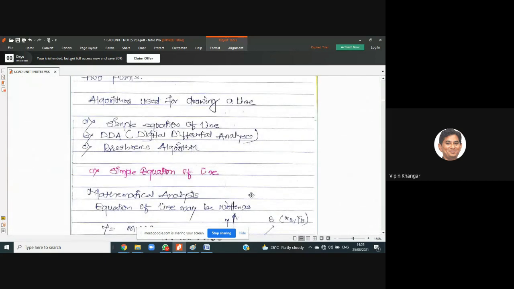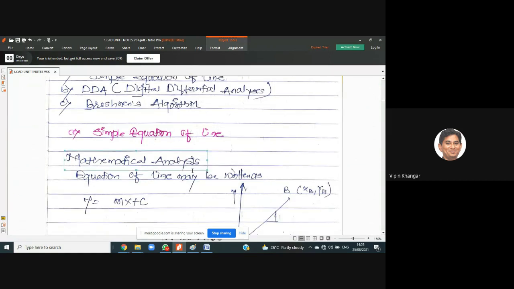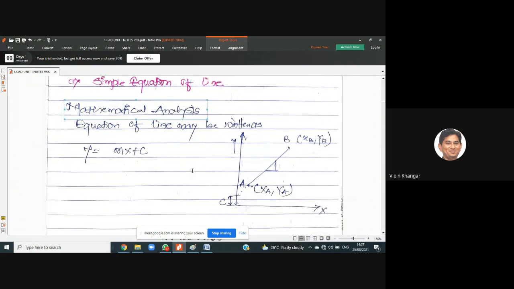Okay. Now we'll start with the first, the simple equation of line. See how that algorithm works. You know the equation of line, that is nothing but y is equal to mx plus c. This you have already studied. So what does it mean? You can see the graphical representation of this. If you have the x and y axis, and if we draw a line having start and end points A and B, where xa, ya are the coordinates for point A, and xb, yb are the coordinates for point B.